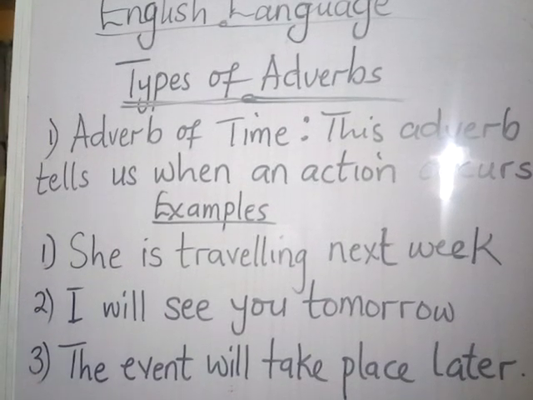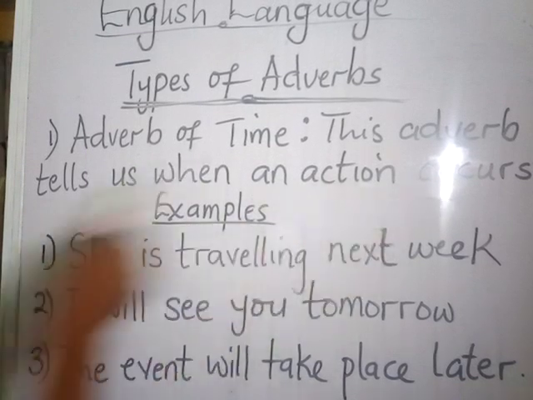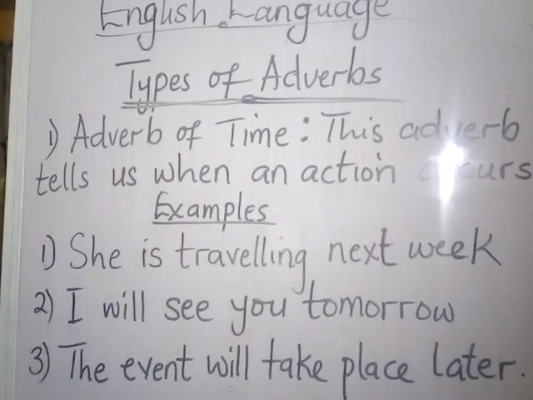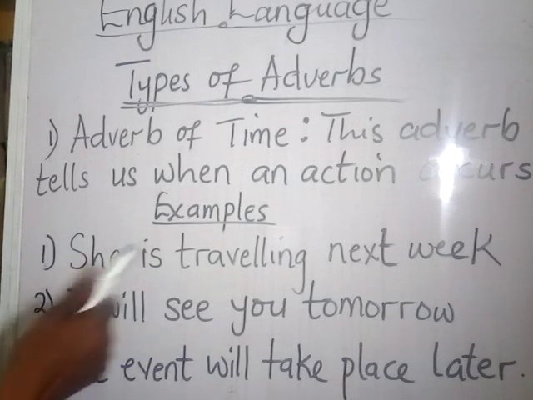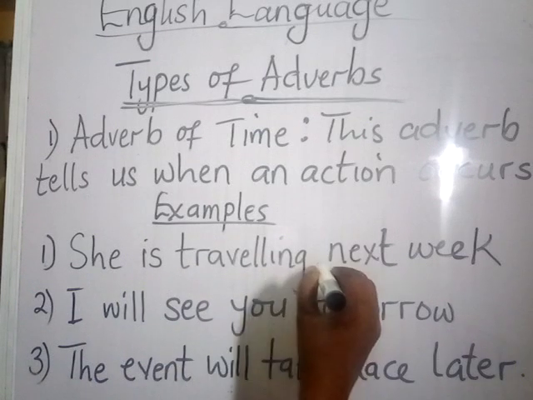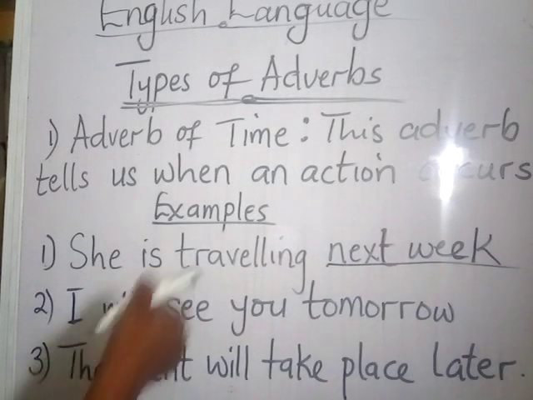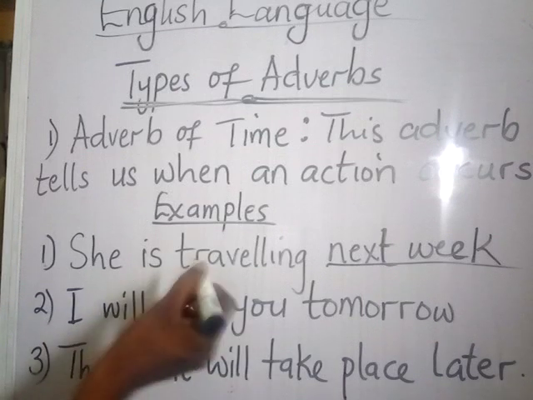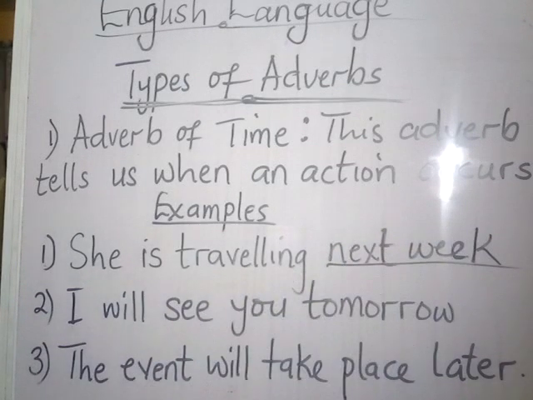So the next example of adverbs you're looking at is adverb of time. Adverb of time tells us when an action occurs. So this answers the question of when. Examples here include, she is traveling next week. When is she traveling? Next week. The travel here is the verb, remember, the action. So it's happening next week.